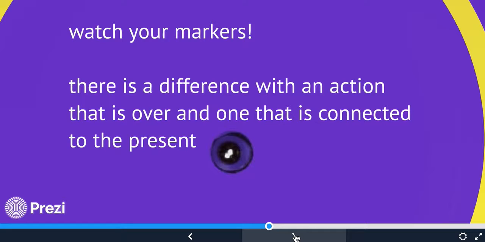Watch your markers. There's a difference with an action that is over and one that is connected to the present. Think about this for a moment. If we talk about music, because music is a great venue of showing how experiences and love and loss all connect with now. Because it's how we behave, it's how we lead our lives, depends on the relationships we have, the experiences we have in life.